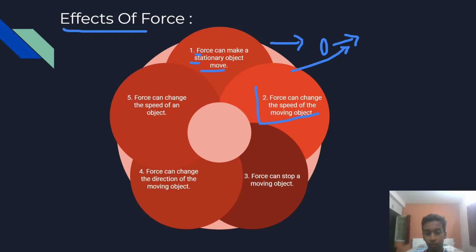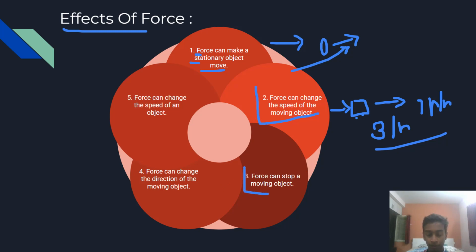Force can change the speed of a moving object. For example, you have a shopping cart with two wheels. The shopping cart is already moving at, let's say, 3 kilometers per hour, in this direction. If you apply more force on the shopping cart, you might change its speed. If you apply more force, the shopping cart can move at any speed. For example, let's take 7 kilometers per hour. So we can hence prove that force can change the speed of a moving object.